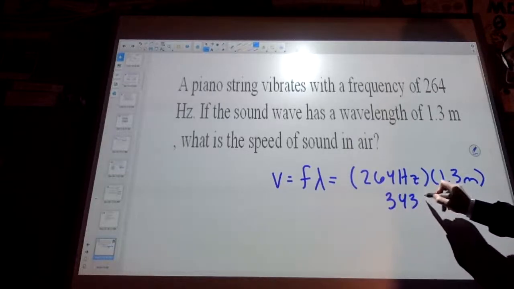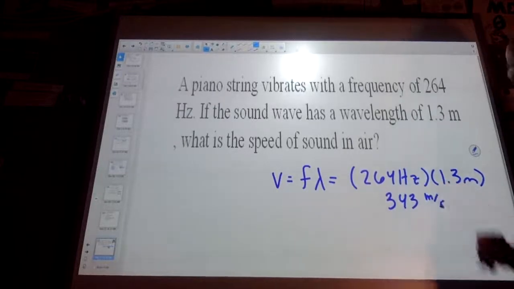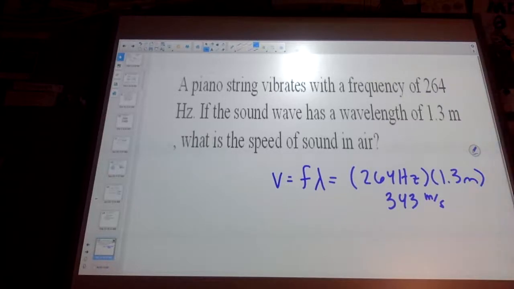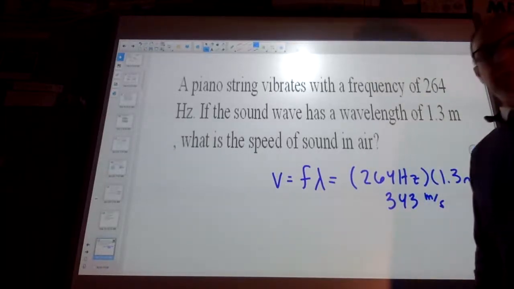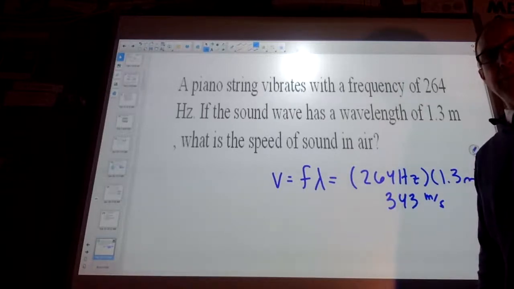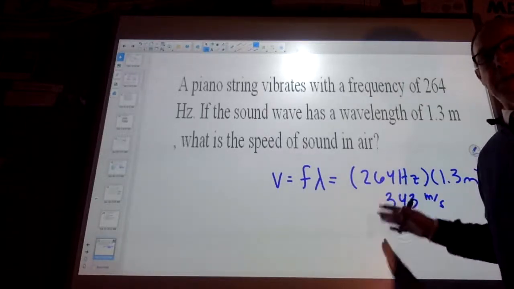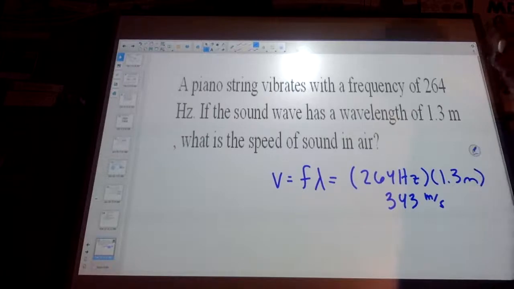And it looks like for this one, it's going to be 343 meters per second. Again, sound is the next section that I kind of put with waves and sound together. So that'll be our next test. And we'll talk about the speed of sound and how it changes.